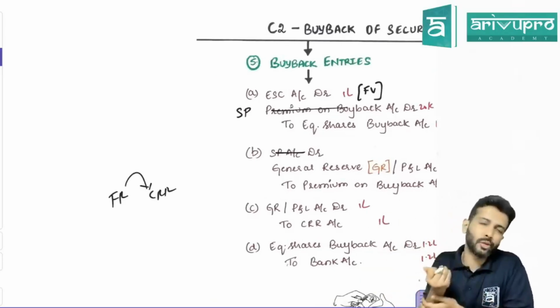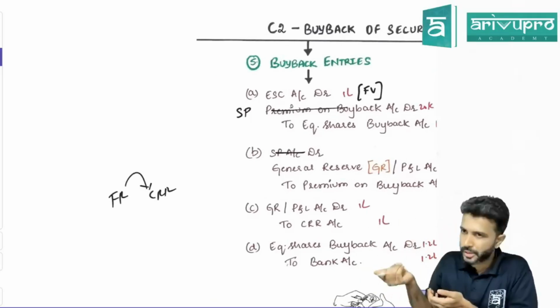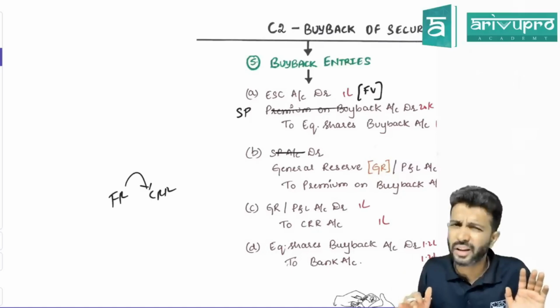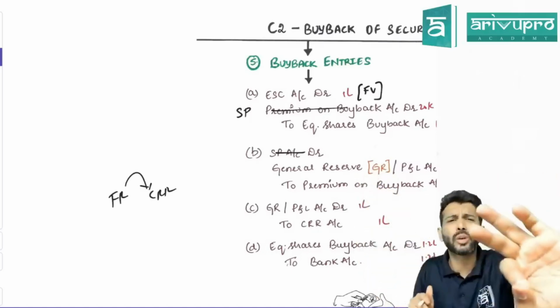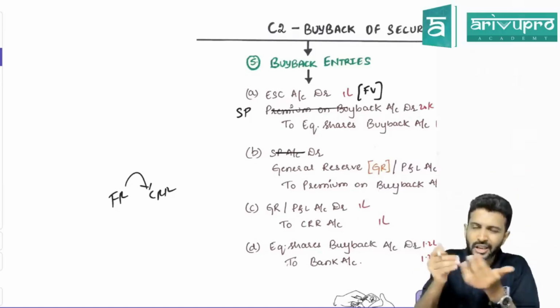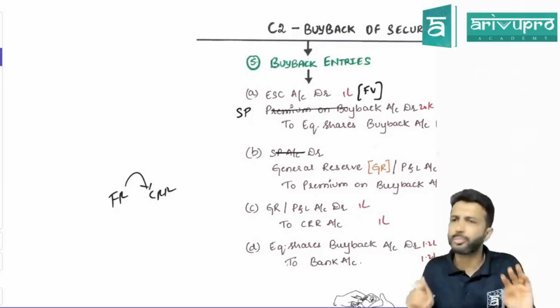Our study material first uses general reserve, then they use P&L, but both are any which way free reserve. In my view, you can do whatever. Or you can stick to study material and say first utilize the general reserve. To create CRR, first you use general reserve and then you use P&L.